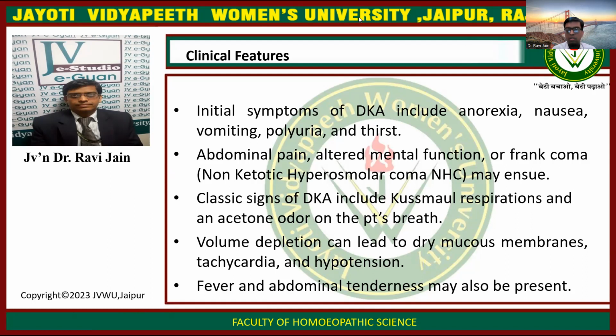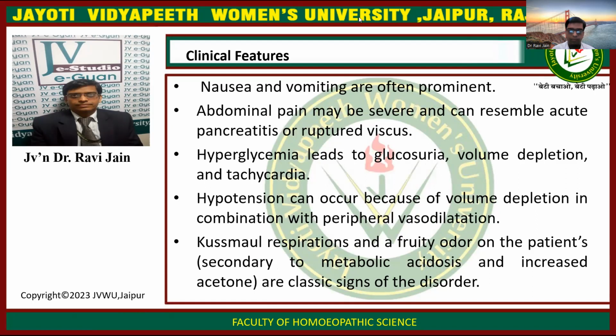So the symptoms include anorexia, nausea, vomiting, polyuria, and thirst. There is abdominal pain with altered mental function, frank coma, that is non-ketotic hyperosmolar coma. The classical signs include Kussmaul breathing and acetone odor in the patient's breath. Volume depletion can cause dry mucous membrane, tachycardia, and hypotension. Fever and abdominal tenderness may also be present.